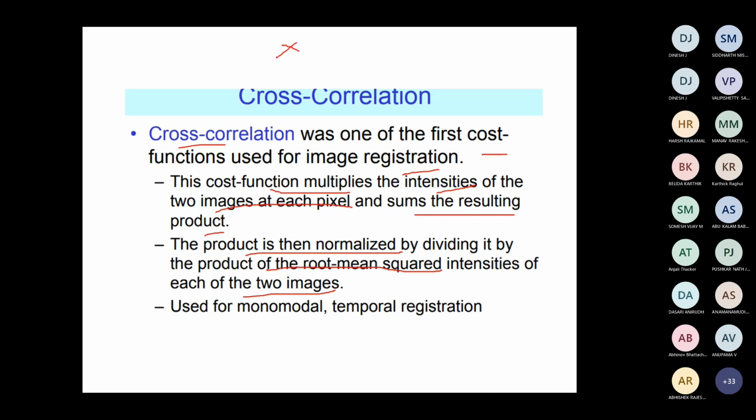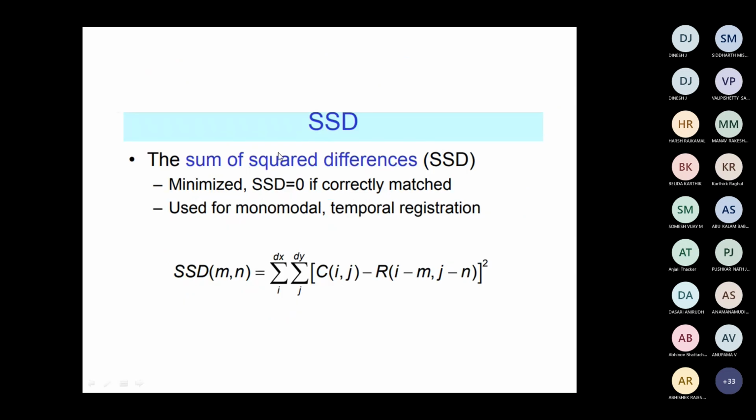So it is nothing but x, y, the intensities of the two images we are trying to multiply, and then we take the sum of that and divide by the mean square error of both the images. So this is the cross correlation. It is used for monomodal and temporal registration.